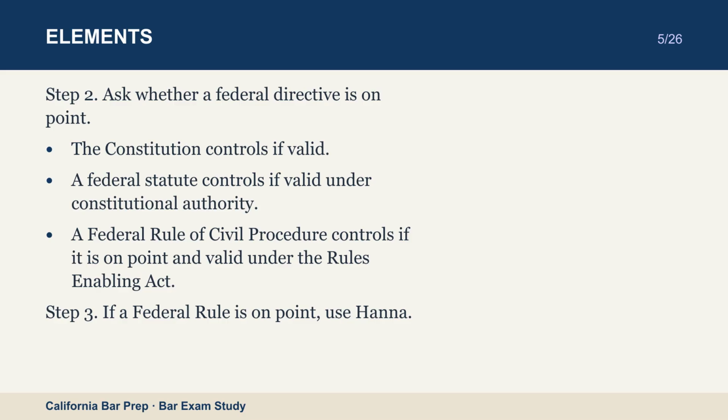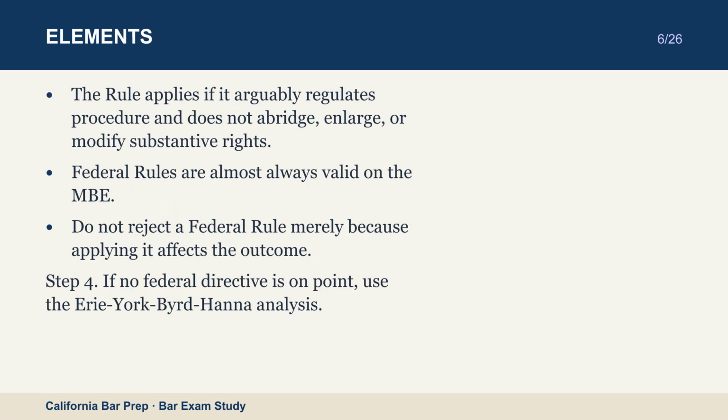Step 3. If a federal rule is on point, use Hanna. The rule applies if it arguably regulates procedure and does not abridge, enlarge, or modify substantive rights. Federal rules are almost always valid on the MBE. Do not reject a federal rule merely because applying it affects the outcome.